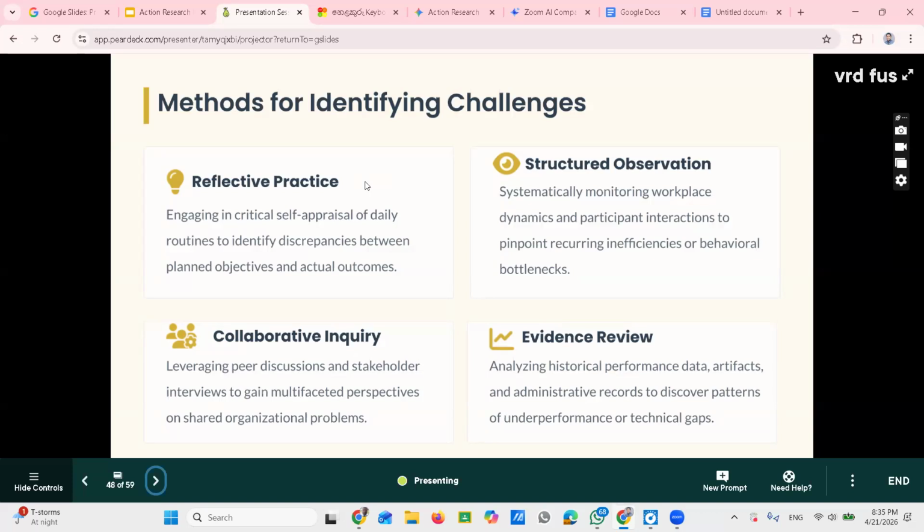Then evidence review is another one. Analyze historical performance data, artifacts, and administrative records by referring to the various types of historical performance. Administrative records, the progress report, and lesson notes you can also refer to. By looking at the students' books or lesson notes, you can identify the problems. These are the things that mainly we use to identify problems, but there are more various methods to identify the problem.